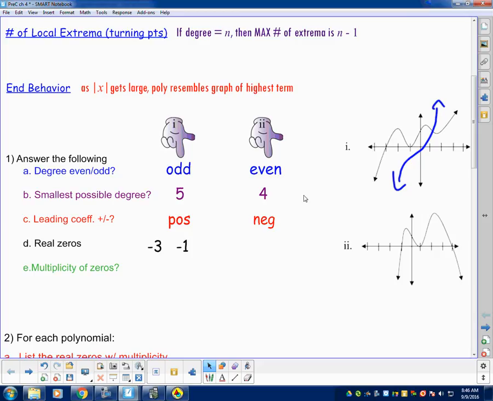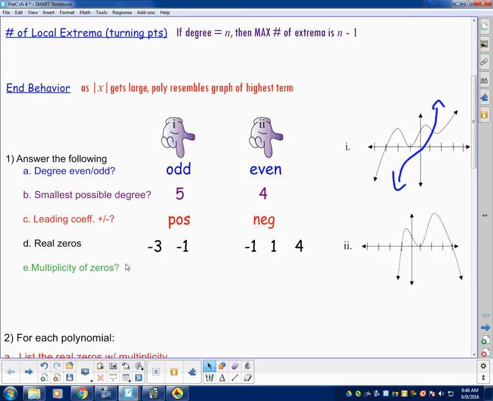Real zeros, you can see them right here on the graph. There's one at negative 3 right here, and one at negative 1. Down here on the second one, my real zeros are at negative 1, 1, and 3. You can read it right off the graph, or 4 it looks like, sorry. 1, 2, 3, 4. So you can read it right off the graph where the zeros are. The zeros are where the graph touches or crosses through the x-axis.